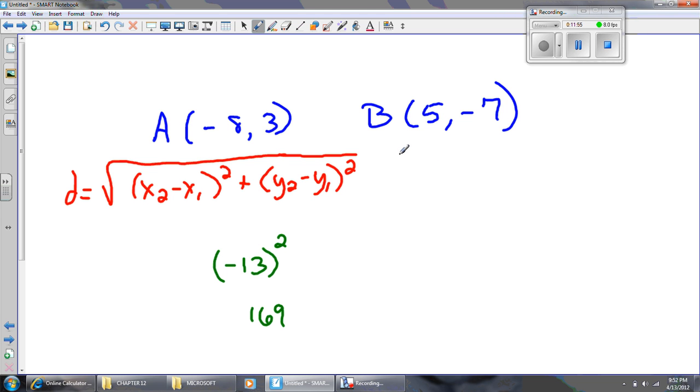All right, now I need to subtract my y's. I'm going to do this part. 3 minus -7 is 10. I need to square that, which is 100. I need to add them together.